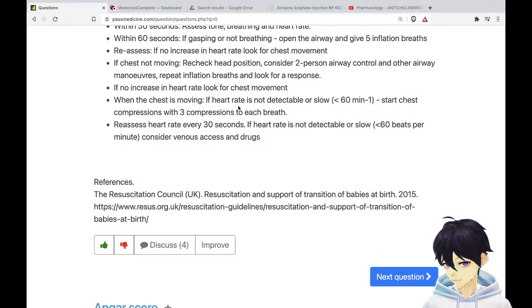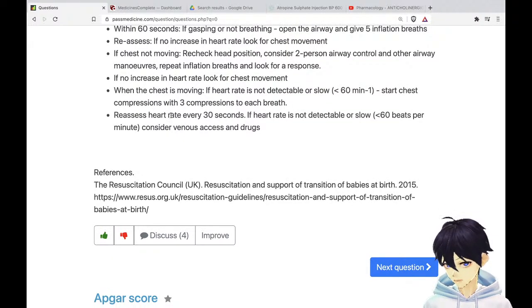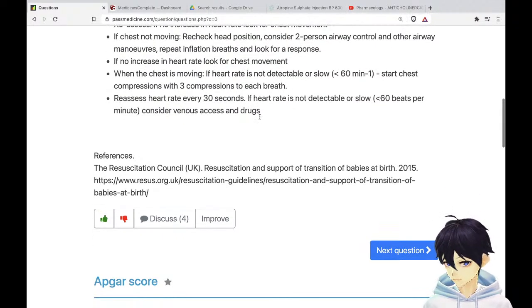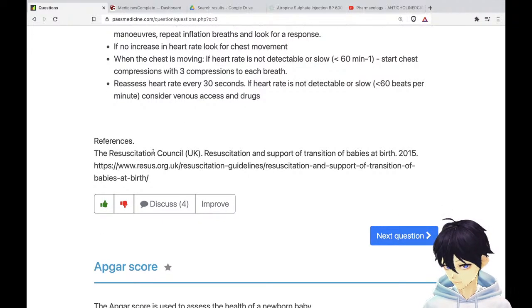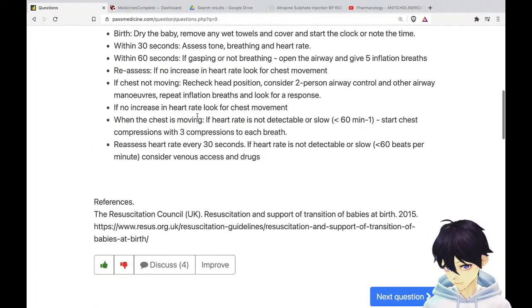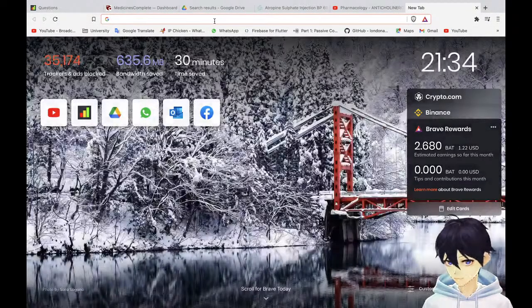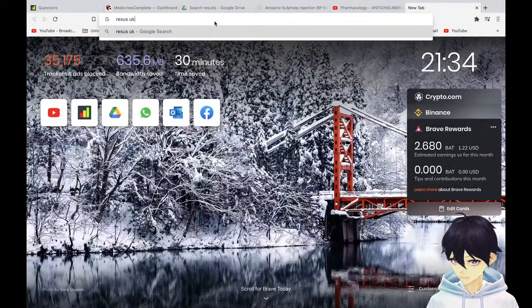When the chest is moving, if the heart rate is not detectable or slow, less than 60 minutes to 1. What's that? Less than 60 minutes minus 1. Start chest compressions with 3 compressions to each breath. Reassess heart rate every 30 seconds. Yeah, I think it's better if we go straight to the source, because it's quite confusing. What's this 60 minus 1? Resus. Okay.